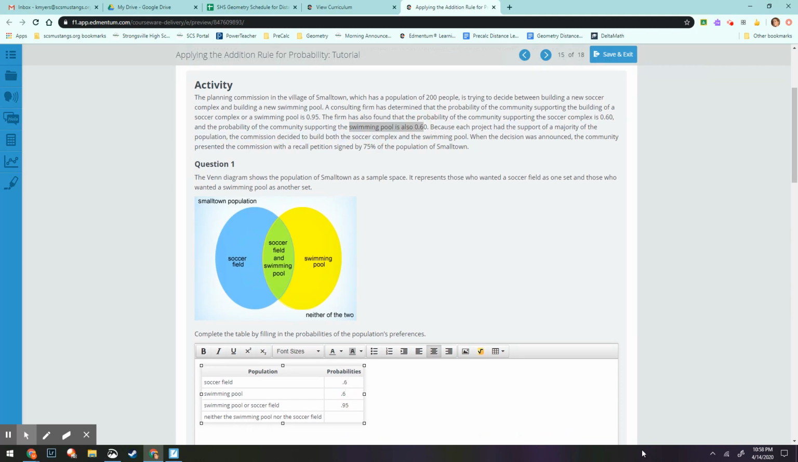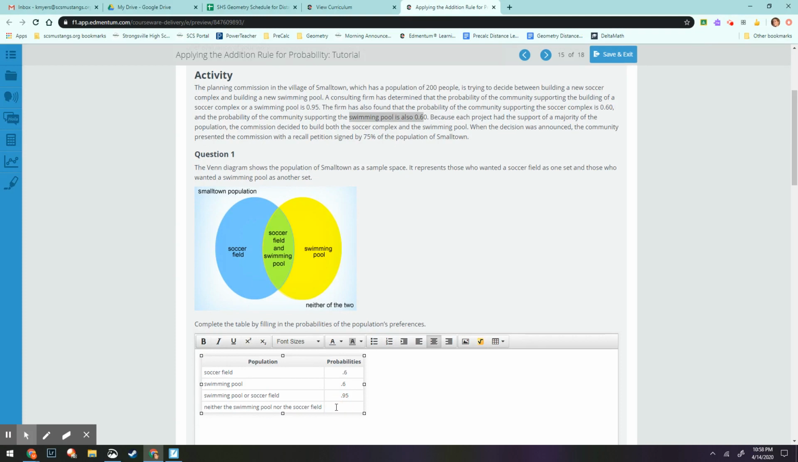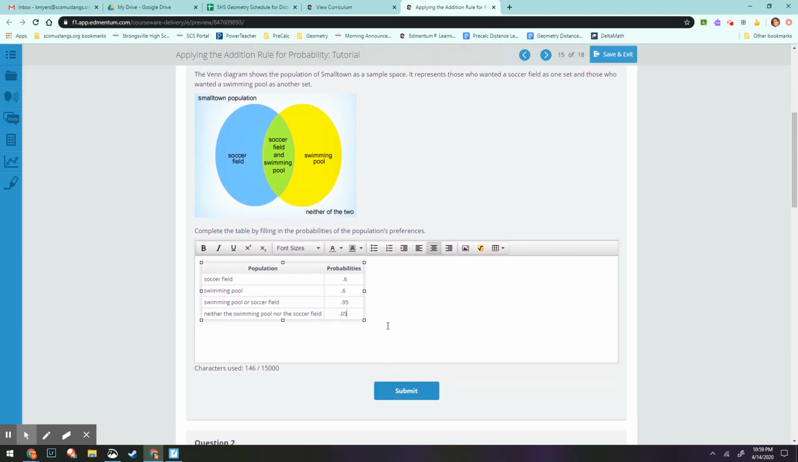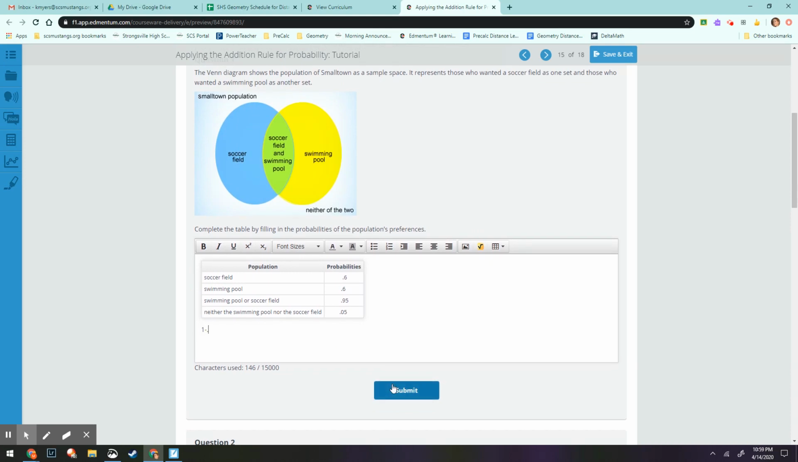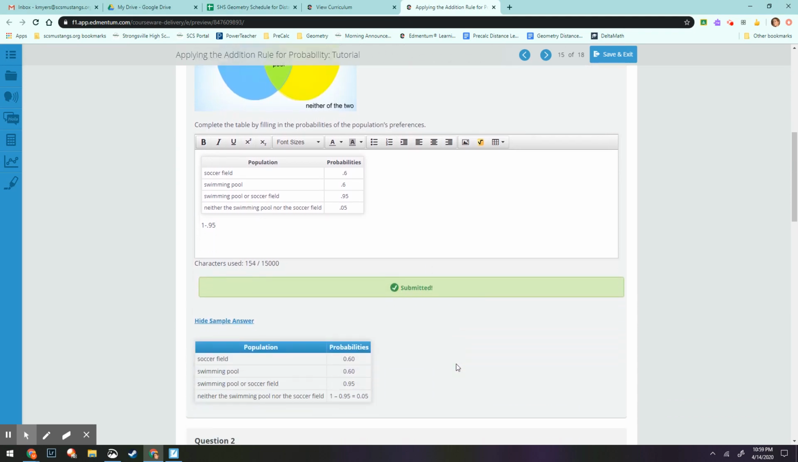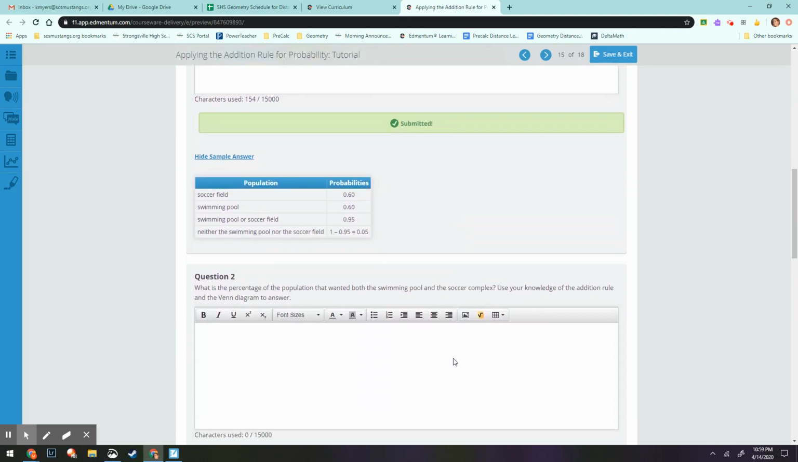Now they don't tell us the probability that they would support neither, but if I know how many people would support either one of those, that means whatever's left over. So if 95% of the people support one or the other, that means 5% or 0.05 would support neither, because you would do 1 minus 0.95, and that would give you 0.05. So if we just double check our answers, yeah, that's right.